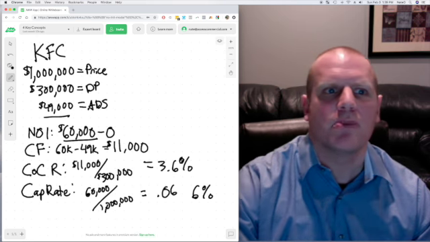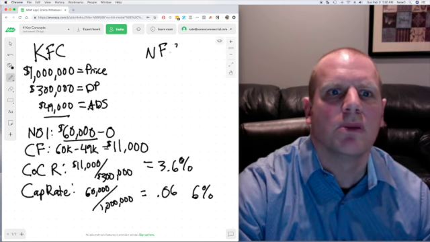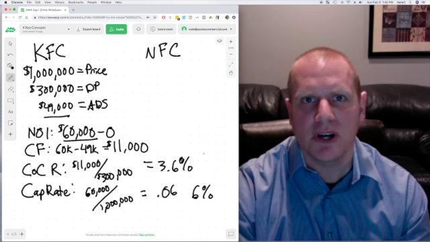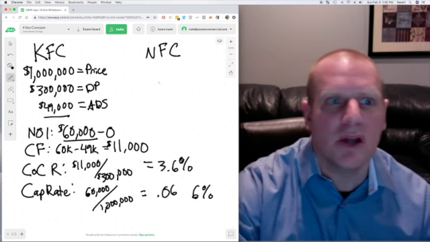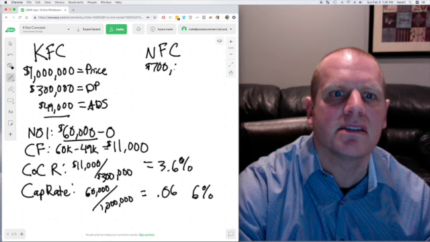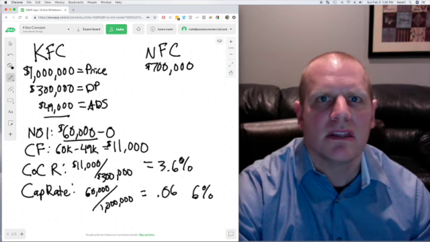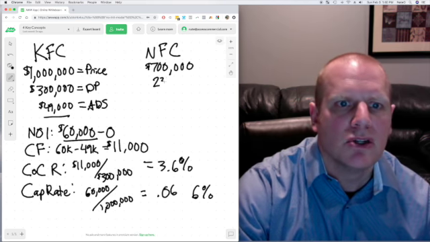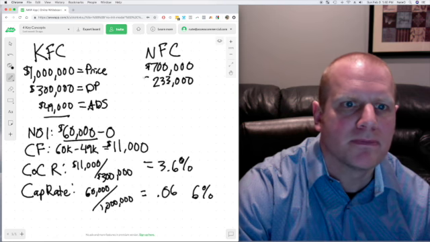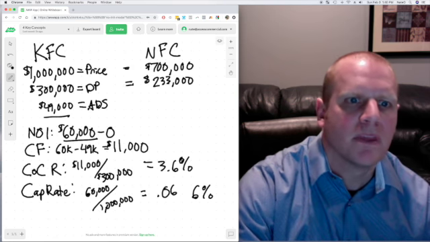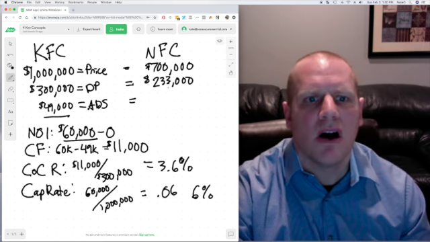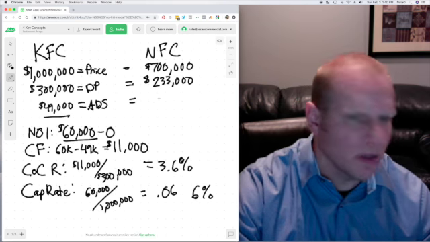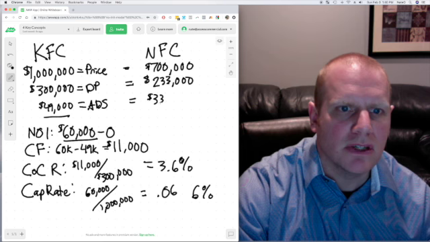Now for our second example, we're going to do Nebraska Fried Chicken, which is a lesser known restaurant, only a few locations, but they're just starting to get big. Due to not being as well known, the purchase price for this one is going to be a little less. It's going to be $700,000. The down payment, 30% of $700,000, is going to be $233,000. And your annual debt service on the remaining, the 70% of $700,000 is going to be $33,000 a year.